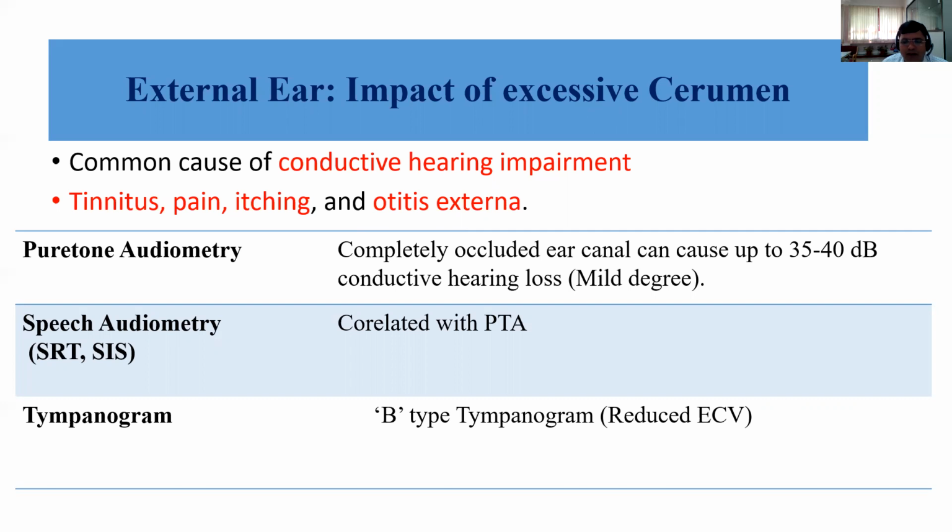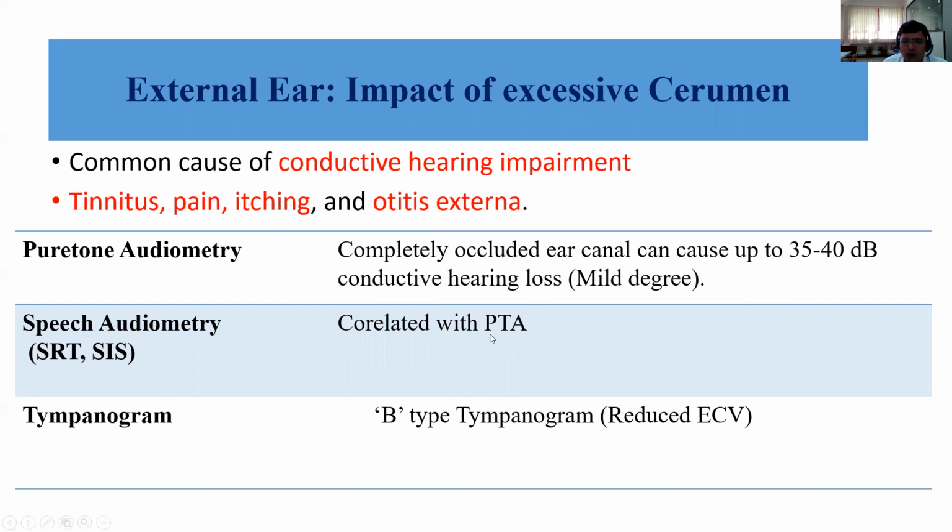If you missed that and referred for audiological evaluations, we can identify whether the hearing loss is because of impacted wax or not. If the clinician misses the otoscopic examination report and performs audiological evaluations, a completely occluded ear canal causes up to 40 dB of conductive hearing loss. This hearing loss correlates well with speech audiometry, where we do a speech reception threshold and a speech identification score.